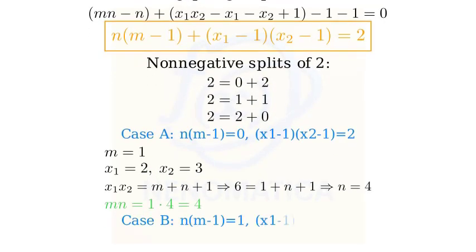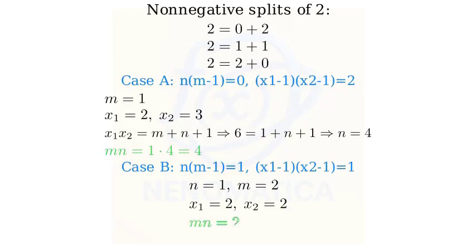Case B, set n times (m minus 1) equal 1, and (x1 minus 1) times (x2 minus 1) equal 1. The only way to get 1 as a product of naturals is n equals 1, and m minus 1 equals 1, hence m equals 2. The second product, equal 1, implies the roots are both 2. Check. Their sum is 4 and product is 4, which matches m equals 2 and n equals 1. Here, mn equals 2.